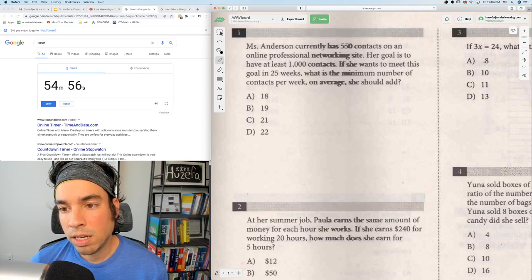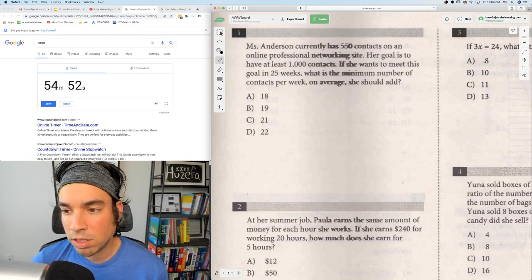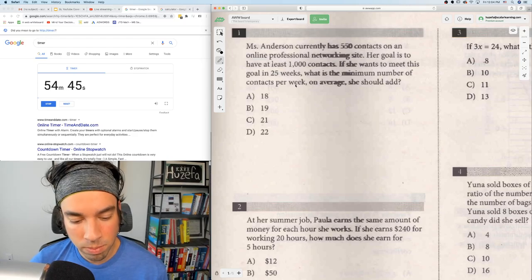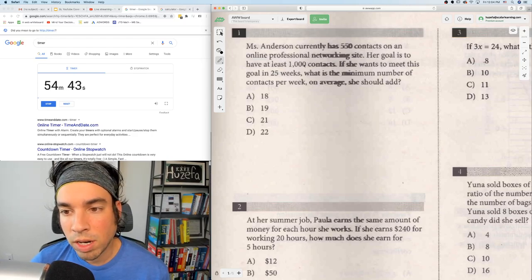Ms. Anderson currently has 503 contacts on an online professional networking site. Her goal is to have at least 1,000 contacts. If she wants to meet this goal in 25 weeks, what is the minimum number of contacts? Sorry, I'm getting distracted here. I'm getting text. Ms. Anderson currently has 530 contacts on a sign-in sheet.